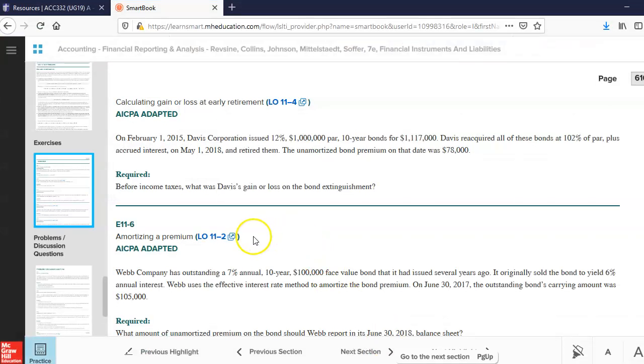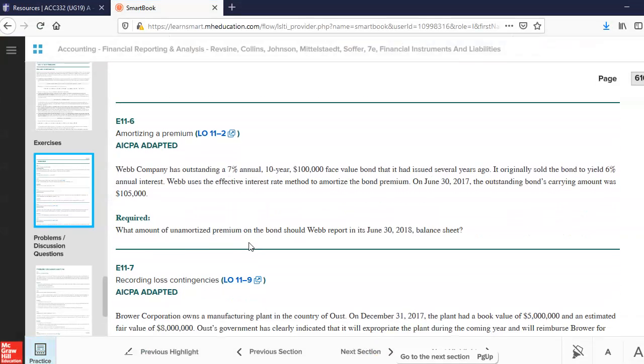Okay, the next one is question 6. And with this one, we have Web company with an outstanding 7%, 10-year, $100,000 face bond issued several years ago, originally sold to yield 6% annual interest. Web uses the effective interest rate method to amortize bond premium.